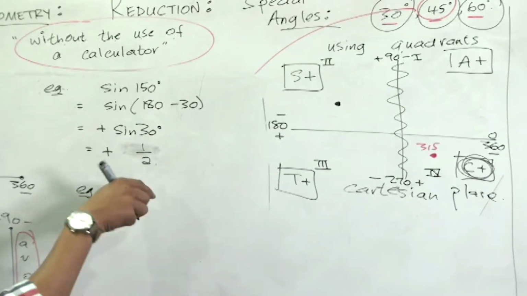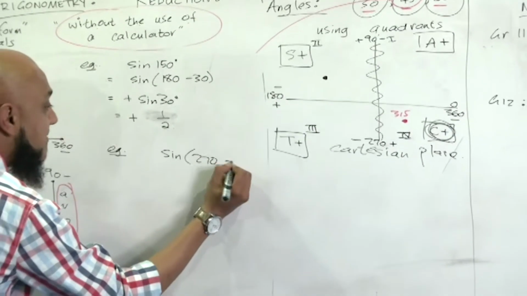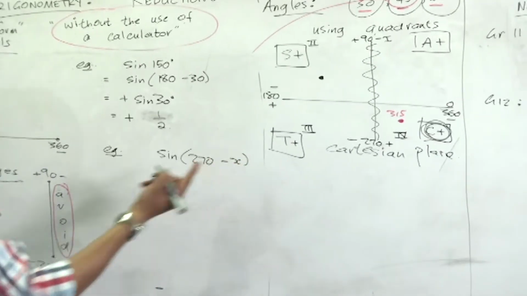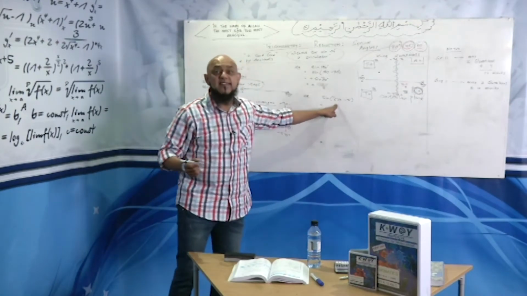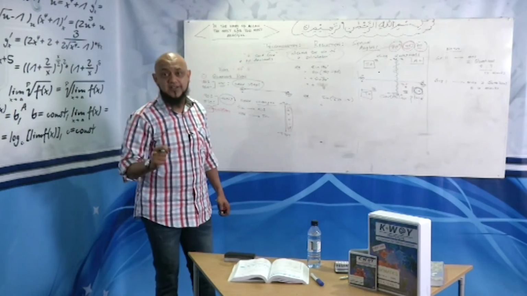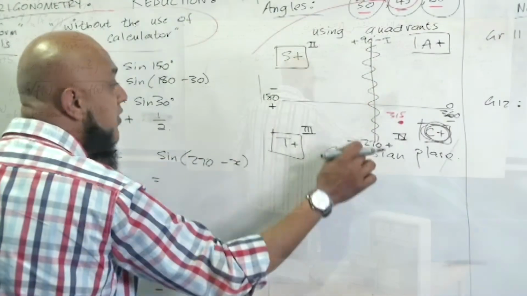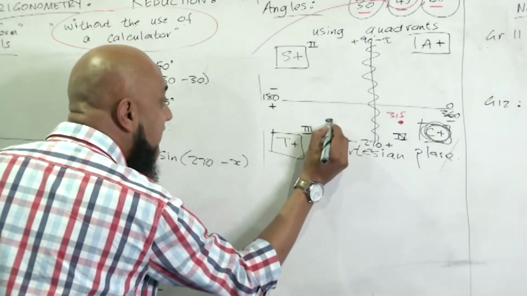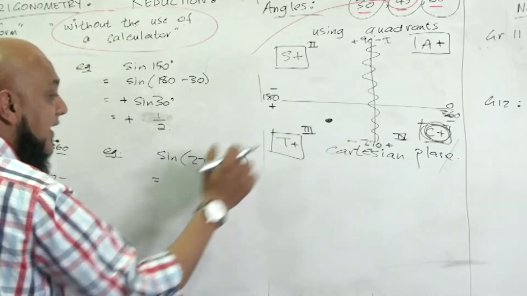Okay? Let's do another example. Let's say now they give it to you. They tell you sine 270 minus x. Now there's no angle. The angle is not given. But they're giving you 270 in the question. Now we know 270 minus lies in quadrant 3.